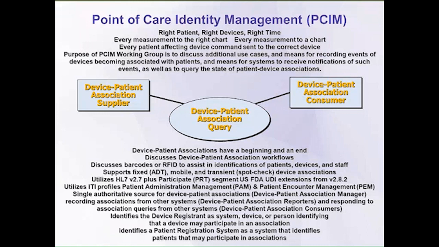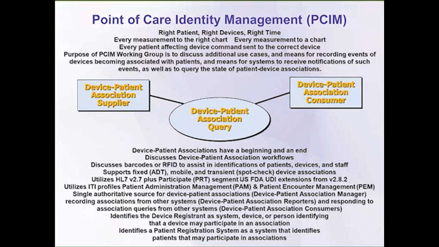So we had to think about associations as having a beginning and end, associations as having workflows. There's people involved, there's devices involved, there's communications involved. How best to get this information communicated with the least possible opportunity for error. So using barcodes, using RFID for the identification of patients, devices, and staff. Using information that's available based upon what we know of that information.